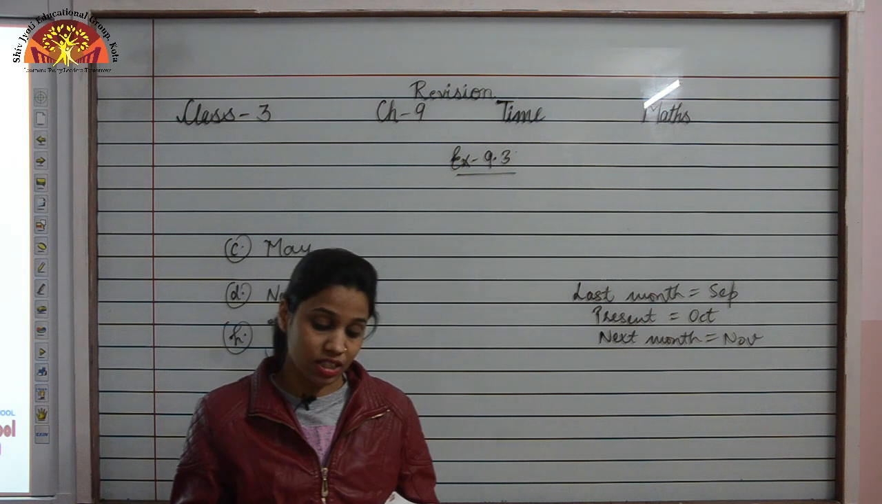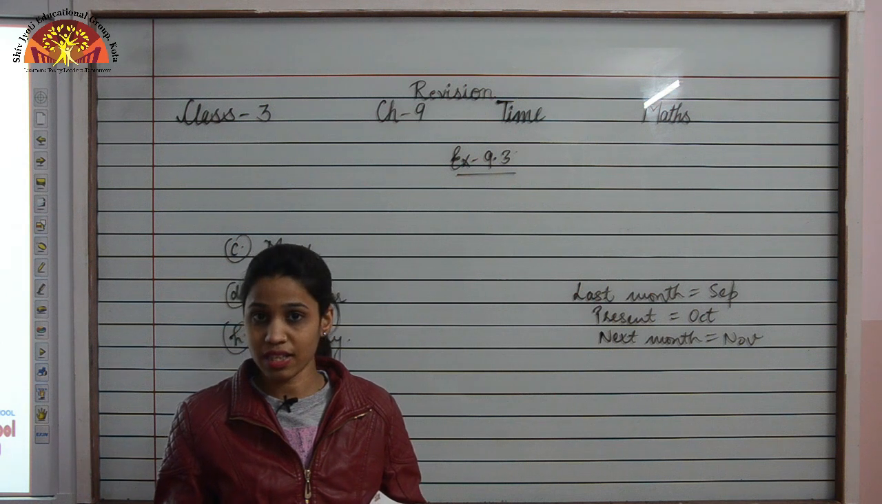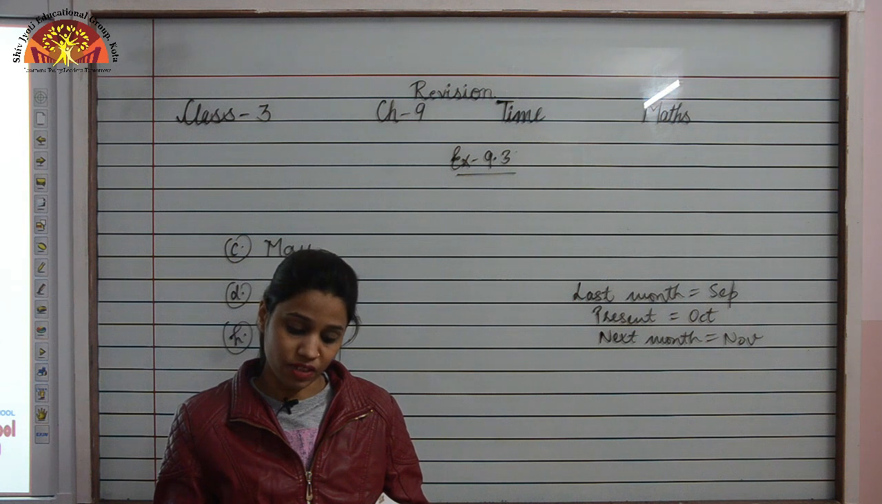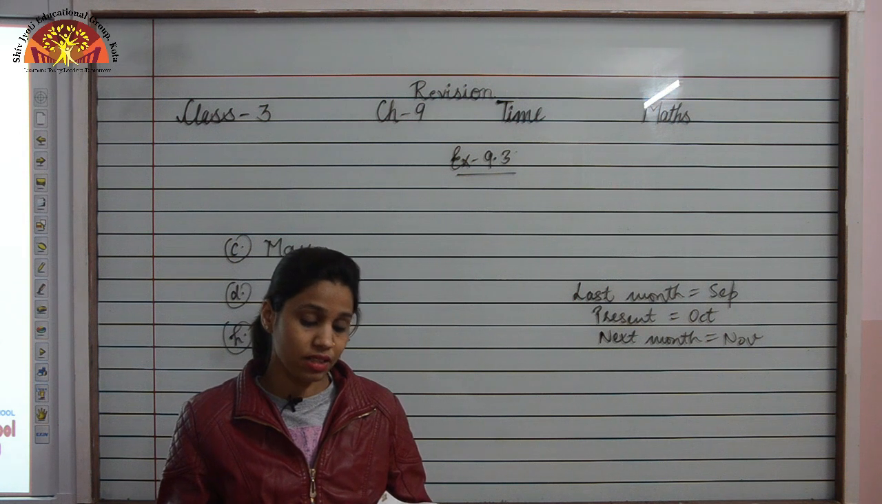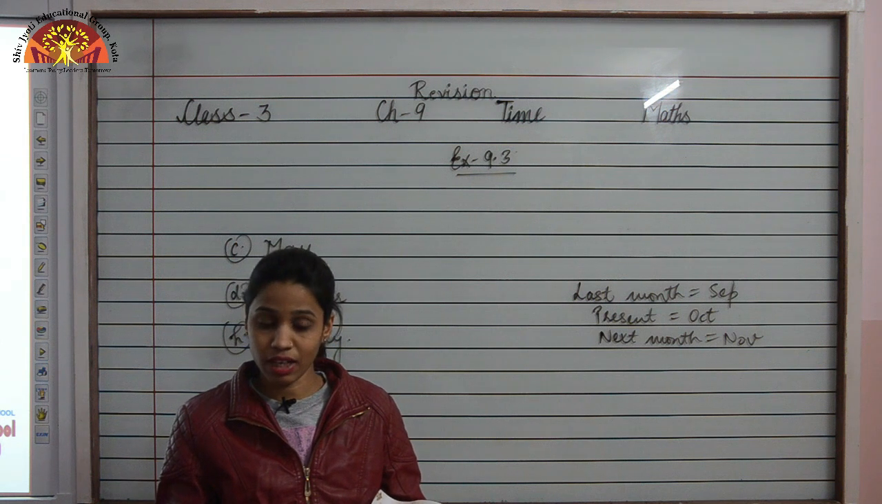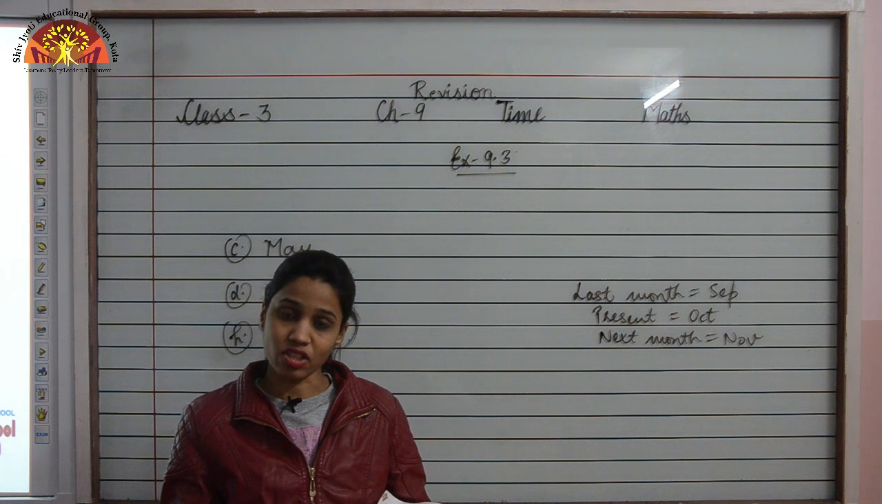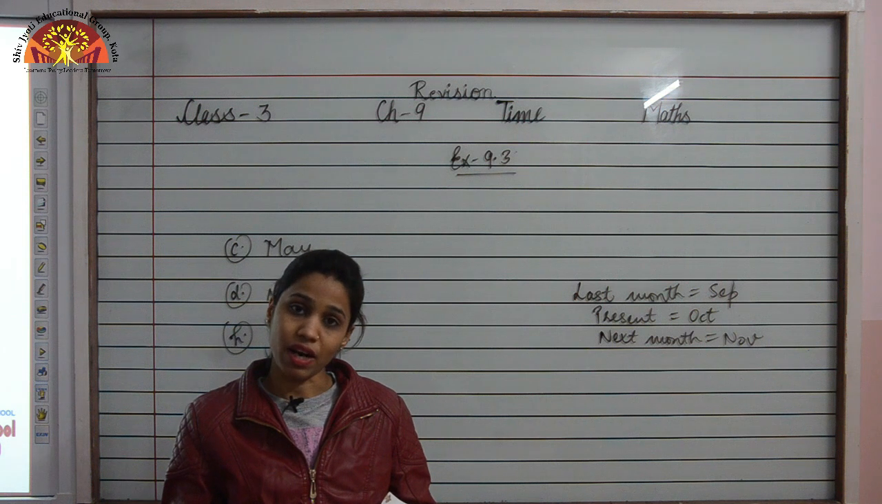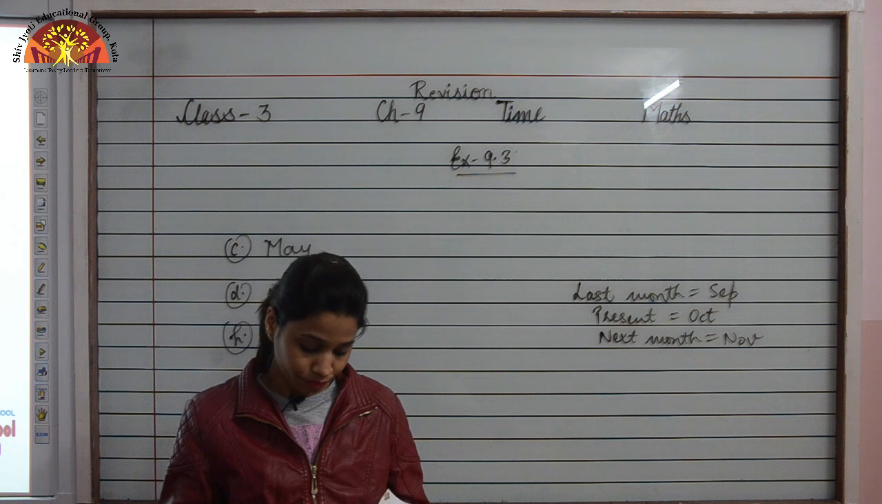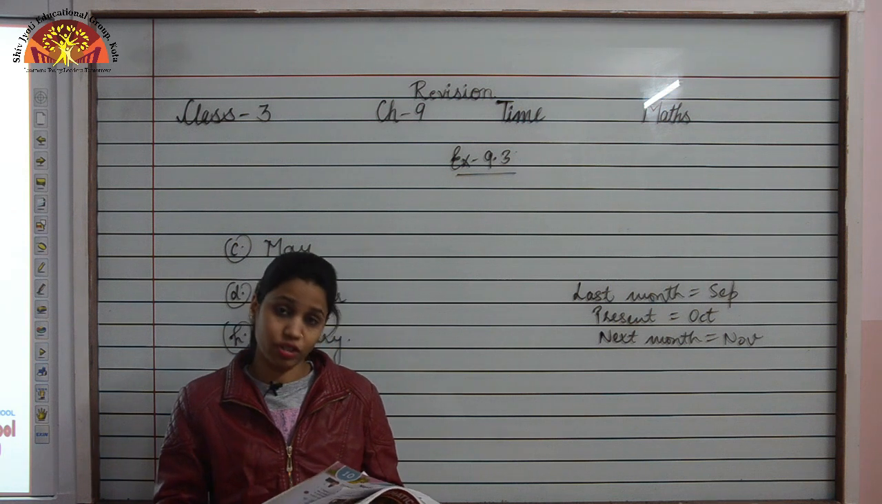So A part is Teachers Day. As you all know, Teachers Day is celebrated on 5th September. Hence the answer is 5th September. Now B part, Republic Day. As you all know, Republic Day is celebrated on 26th January. Hence the answer is 26th January. So this is how you have to do the rest of the questions. Let us move on to the next question.